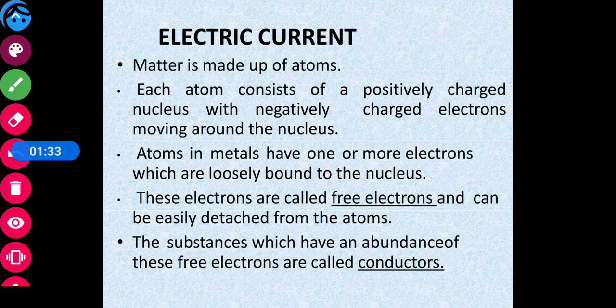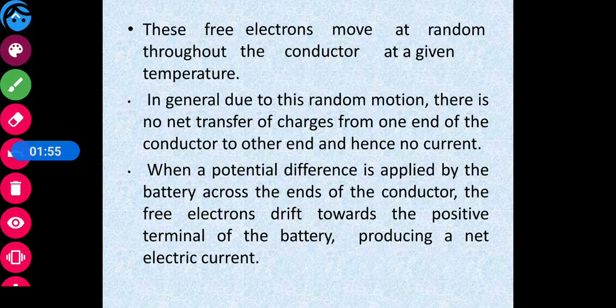Now, electric current. As we know, matter is made up of atoms. Each atom consists of a positively charged nucleus with negatively charged electrons moving around the nucleus. Conductors are the substances which have free electrons in abundance. These free electrons are loosely bound to the nucleus and are free to move inside the conductor. These free electrons move randomly in all directions.